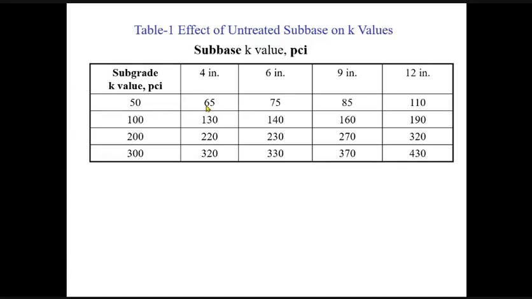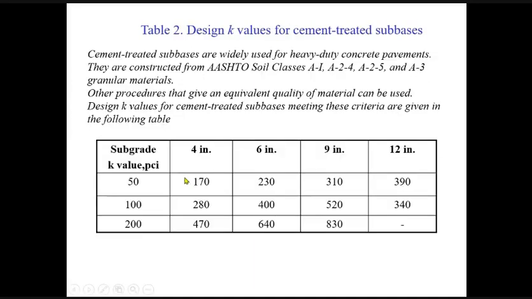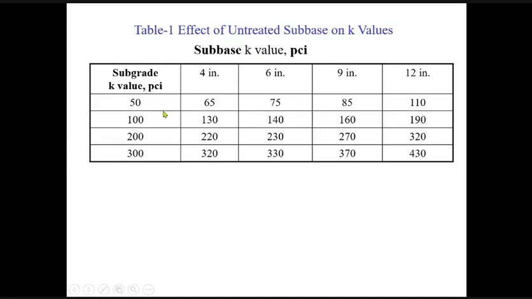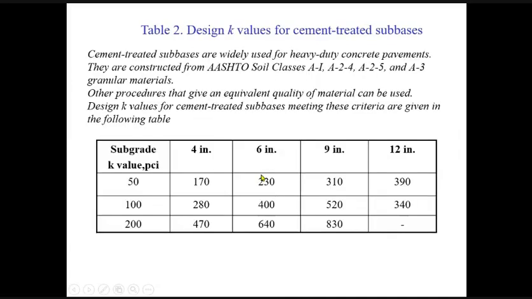So this is for untreated subbase. And if I go for treated subbase, now if I had a value of 50, that becomes 170. Look at this value. Even providing 12 inches of subbase, my value for untreated base increased only to 110, while for treated base, with a K of 50, I will always get 170. So instead of going for 12-inch untreated base, I will prefer 4-inch treated base.